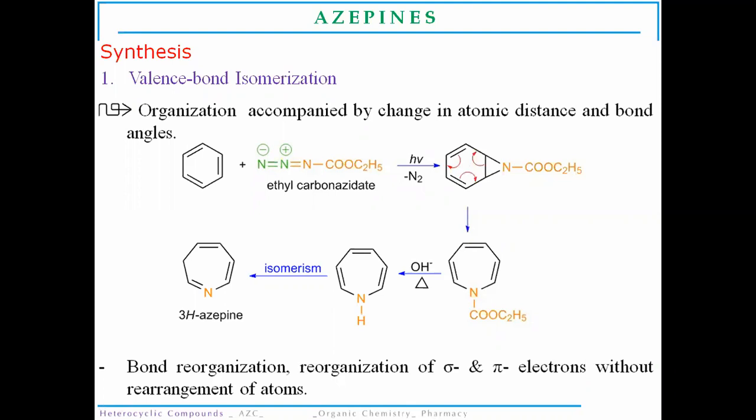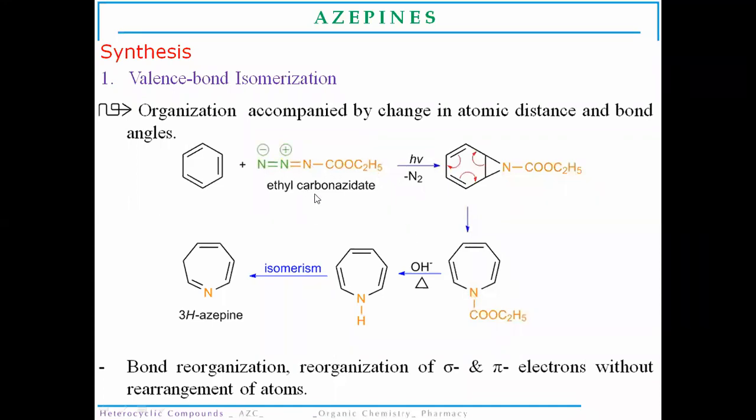This method is known as the valence bond isomerization method because there is no movement of any atom or group of atoms. There is only the movement of sigma electrons and pi electrons. A relevant example of the valence bond isomerization method is the synthesis of azepine from benzene and ethyl carbonazide.